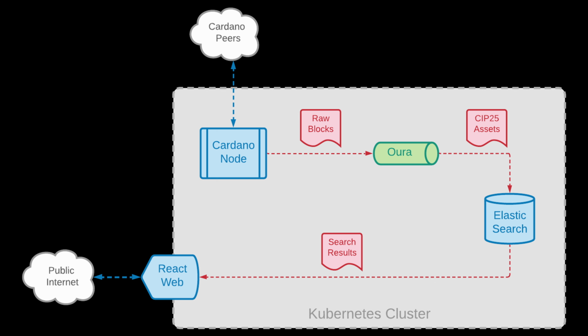Data flow. Now take a look at this image that shows the data flow, starting from the Cardano node until reaching the searching user through the web interface. So what are the use cases? There's quite a few, so I'm just going to summarize quickly.